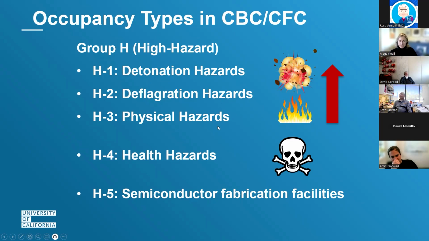H4 occupancies are designed to have unlimited health hazard materials, corrosives, toxics, highly toxics. And H5s are very specialized. They are semiconductor fabrication facilities. So we do have a handful of these across the UCs. And I'm going to go into more detail on all of these occupancies later.